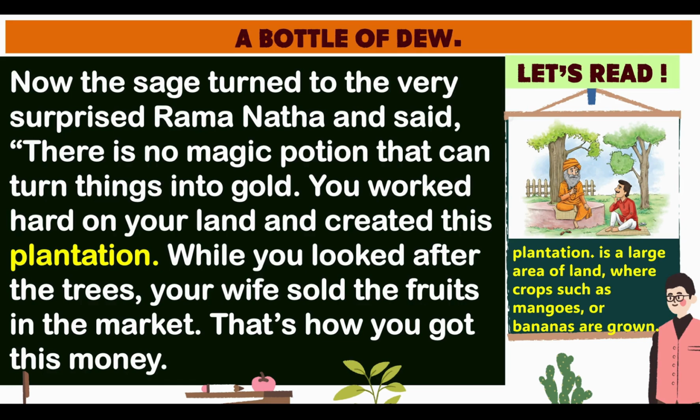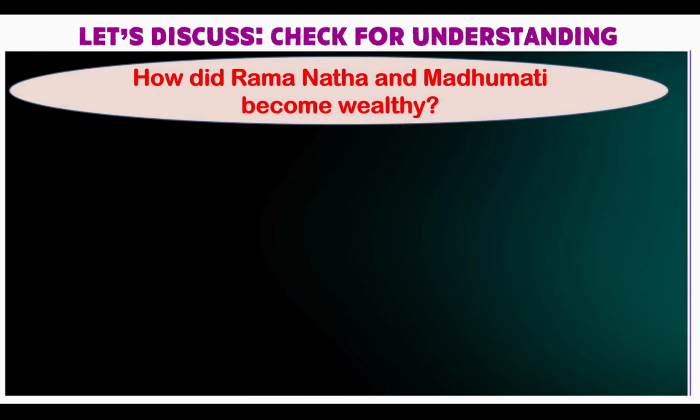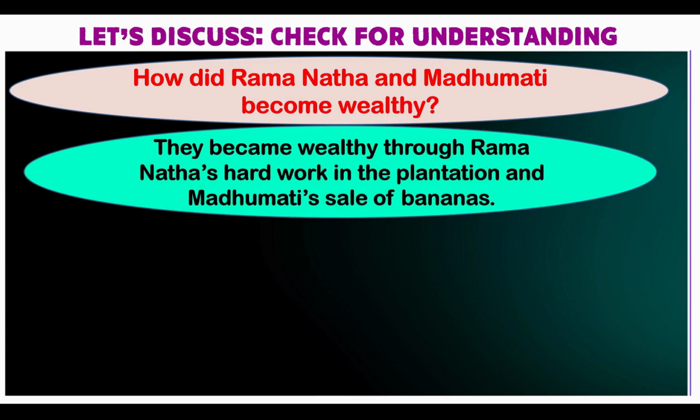Okay, so let's see, discuss with your partner and see how well you understood. And as you know, plantation is a large area of land where crops such as mangoes or bananas are grown. How did Ramanatha and Madhumati become wealthy? Is it because of magic? No. They became wealthy through Ramanatha's hard work in the plantation and Madhumati's sale of bananas.